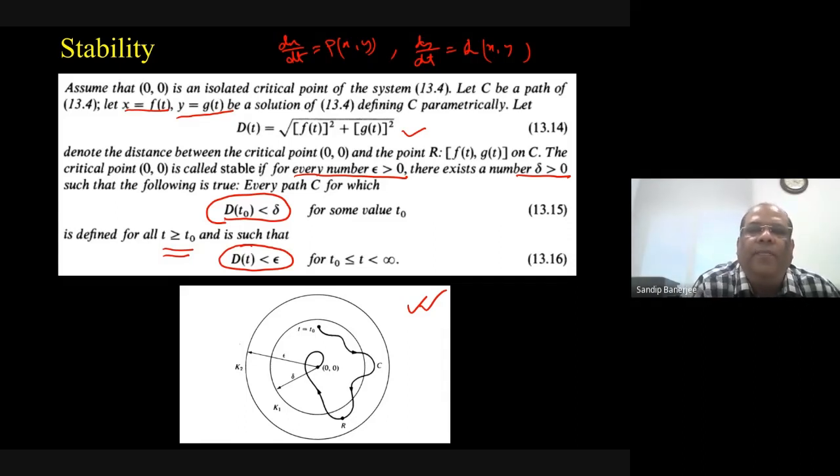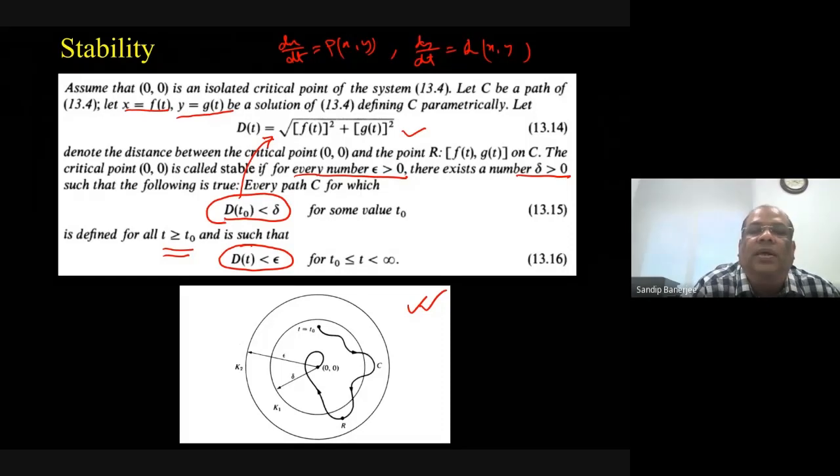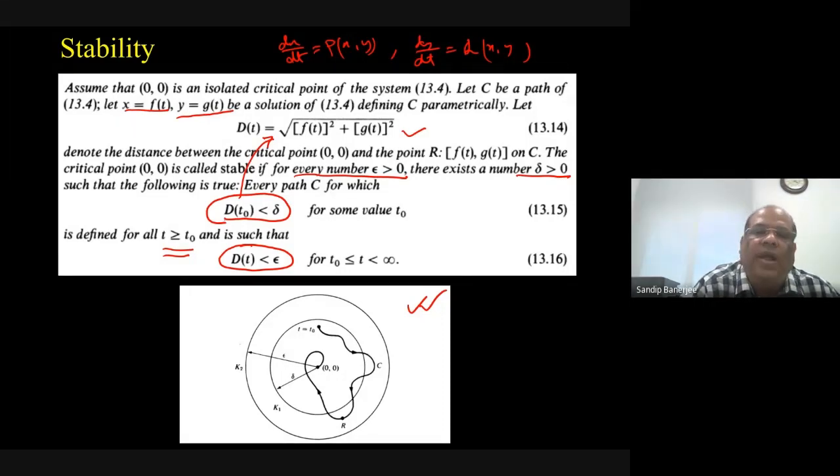So what is happening actually? You have D(t0) less than delta. If I substitute D(t0) here, I get a circle of radius delta. And if I put it here, I get a circle of radius epsilon. So we say that (0, 0) is stable if you start from this point at t equal to t0. You have two circles, one is K1 and the other K2. (0, 0) will be stable if at time t equal to t0, the path which lies within the circle K1 will lie within the circle K2 for t greater or equal to t0. So that is the meaning of stability.